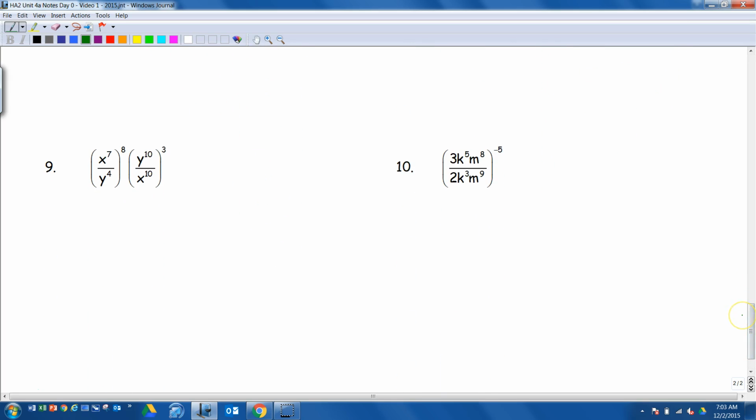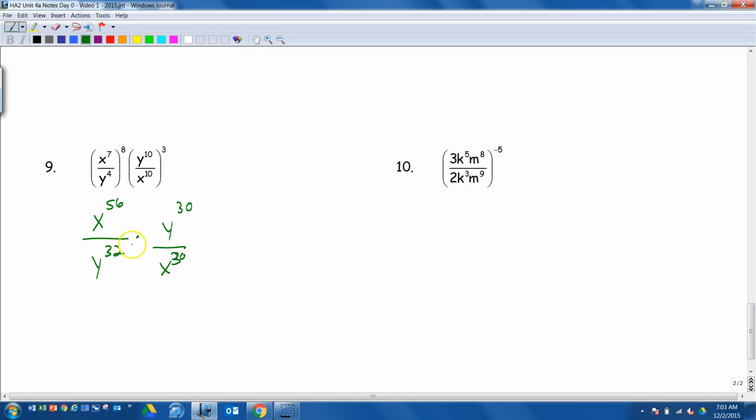All right, a little bit more complex of problems. Again, I'm going to distribute the power first. 8x to the 8 times 7 is 56. Y, 8 times 4 is 32. Y to the 30th over x to the 30th.